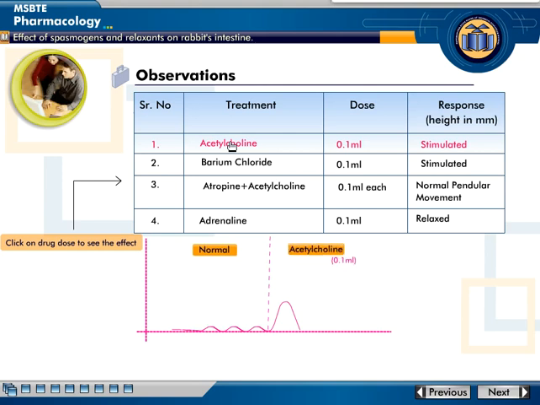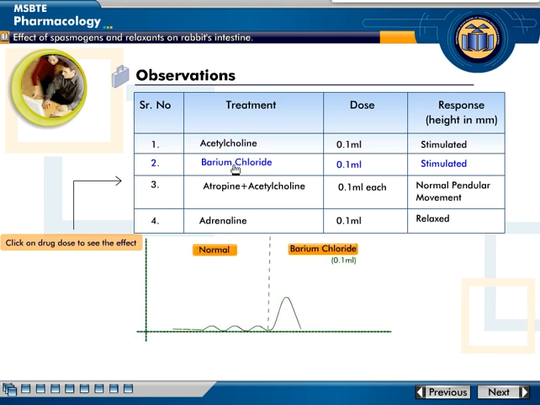This shows normal and acetylcholine effect at the dose of 0.1 ml. For normal, the graph shows pendular movement, and after administration of 0.1 ml of acetylcholine, there is increase in the height of the graph. Hence, we can say that acetylcholine shows spasmogenic action.